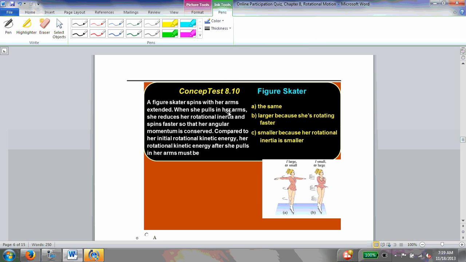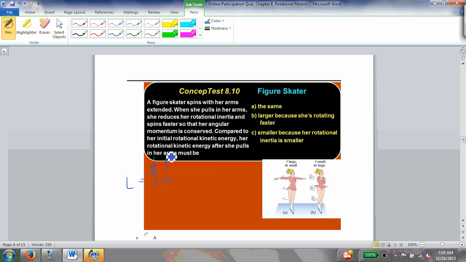Okay, and this one, a figure skater pulls her arms in. When she pulls her arms in, she reduces her rotational inertia and spins faster. So if I think about this in terms of angular momentum, L = I omega, by pulling in her arms she is decreasing her I, and so she increases her omega by the same amount.